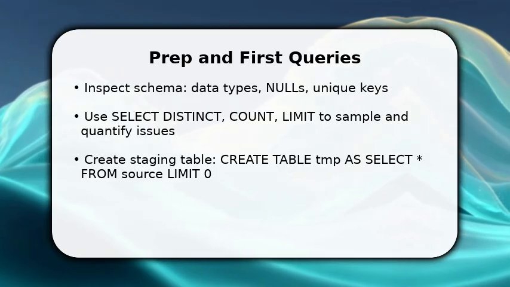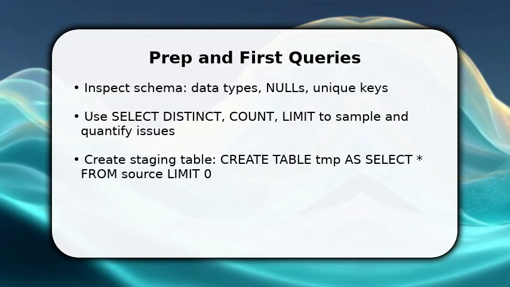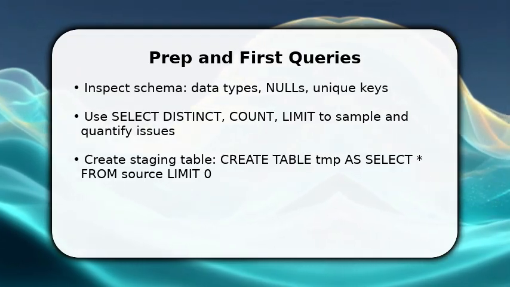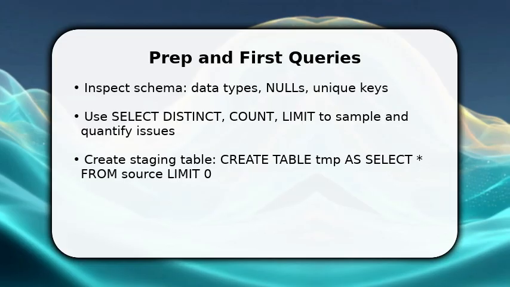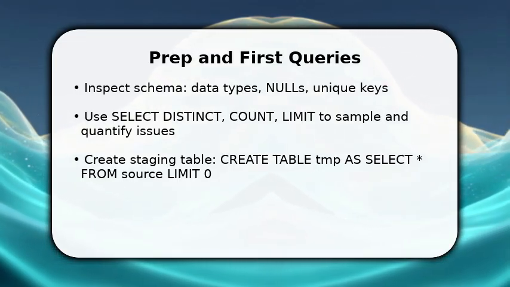Use create table as or with to avoid touching production. Make sure to document column types and constraints before changes. This immediate, small-scope staging approach prevents accidental data loss and gives you a sandbox for iterative cleaning.